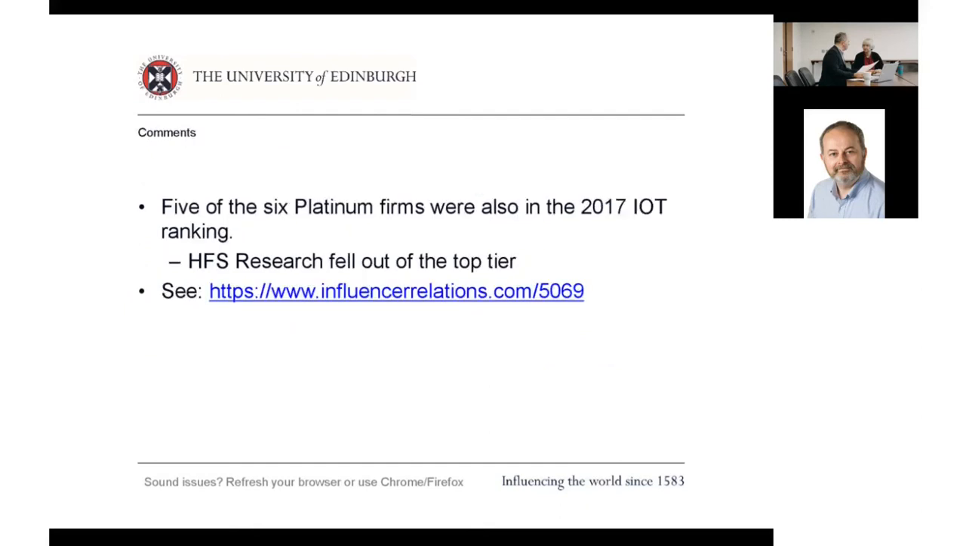But a lot of stability there. So 5 of the 6 platinum firms were in our 2017 IoT award. HFS Research fell out of that, and I think that reflects the maturity of IoT actually, and the growth of more specialized coverage in IoT, and the way that IoT is now becoming a really mature business technology area, as well as a kind of business case. Where we might be looking to help organizations to set a foundation for working out their future direction.